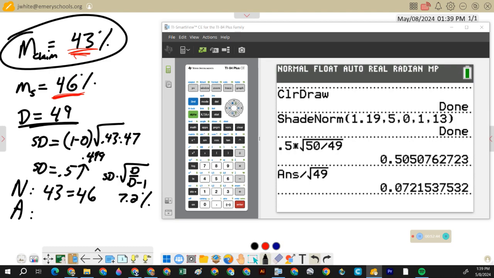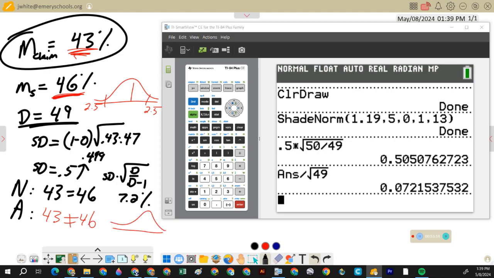This one was two-tailed because I said my claim is that the percentage is 43%. Am I right or am I wrong? Right? I could be high, I could be low. So remember, when you do a two-tailed test, we put 2.5% on each side. Okay. The alternative says that 43 is not equal to 46.